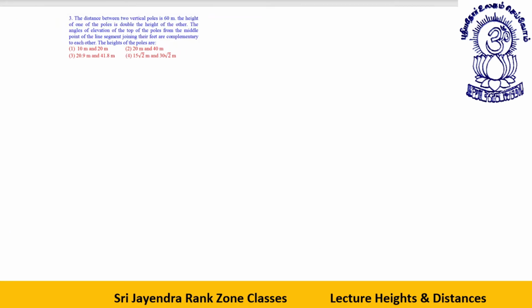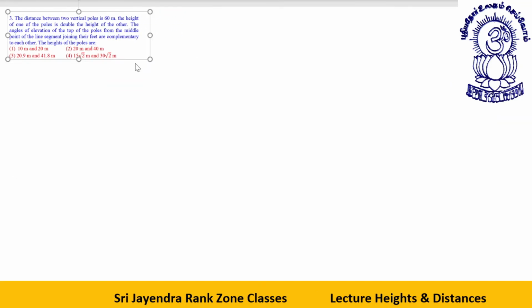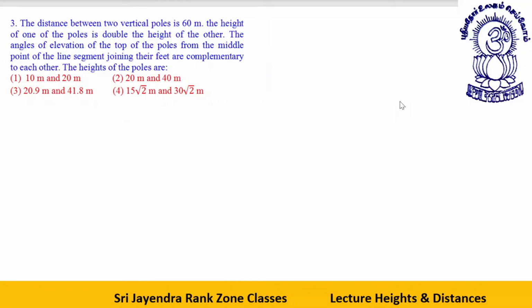The next question. The distance between two vertical poles is 60 meters. Okay, these are two vertical poles. Distance between them is 60 meters. Height of one pole is double the height of the other. Let's say this is 2h. The angles of elevation of the tops of the poles from the middle point of the line segment joining their feet are complementary.